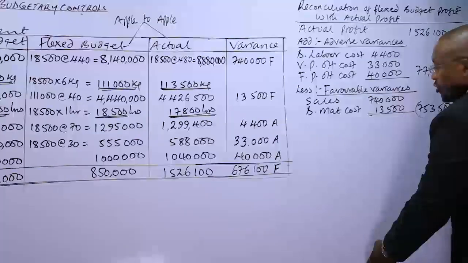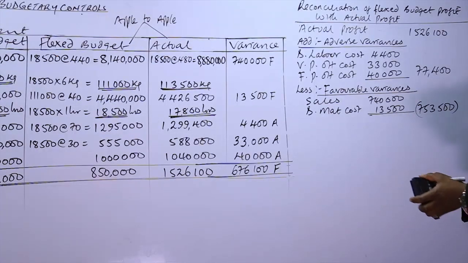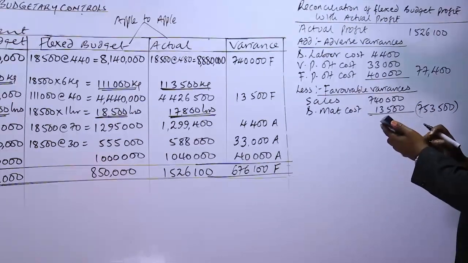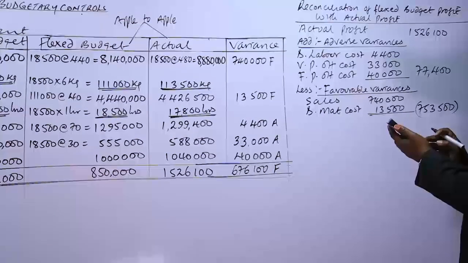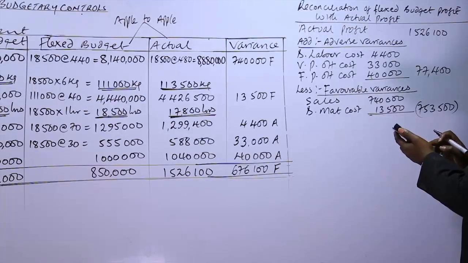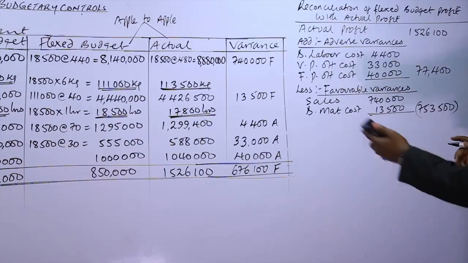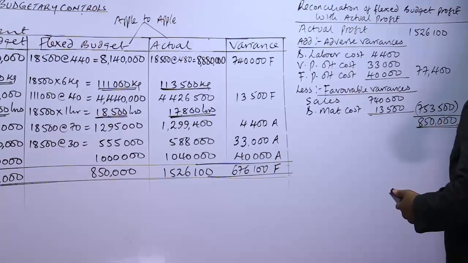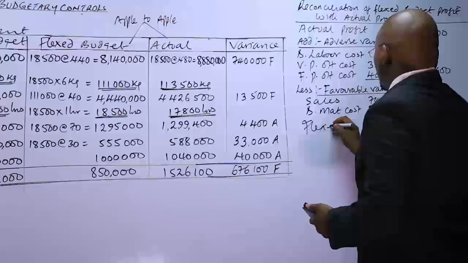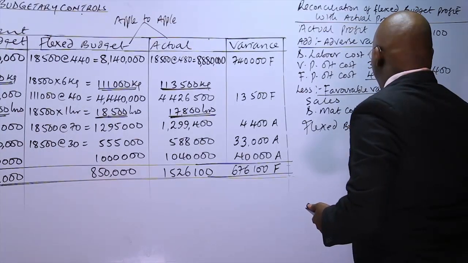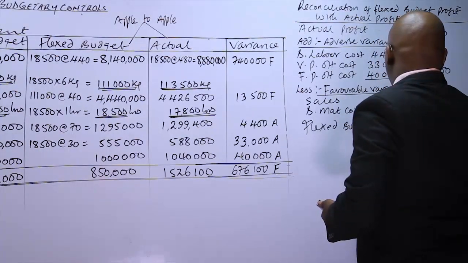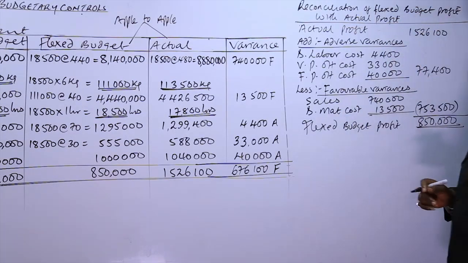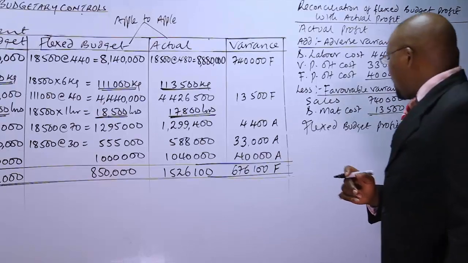So when you do the subtraction, we are going to get this figure, which is 850. Let's see. We have 1,526,100. We add 77,400. We less 753,500. This is giving us 850,000. That is what? The flexed budget profit.